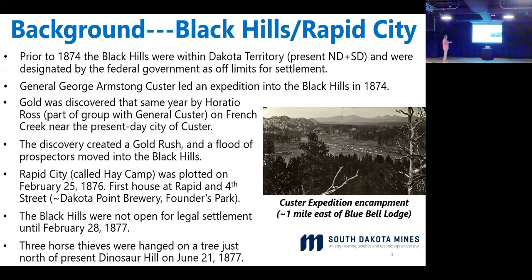And then just as a side note, 3 horse thieves were hanged on a tree just north of present Dinosaur Park. And I think the remnants of that tree is still there. That was also 1877.